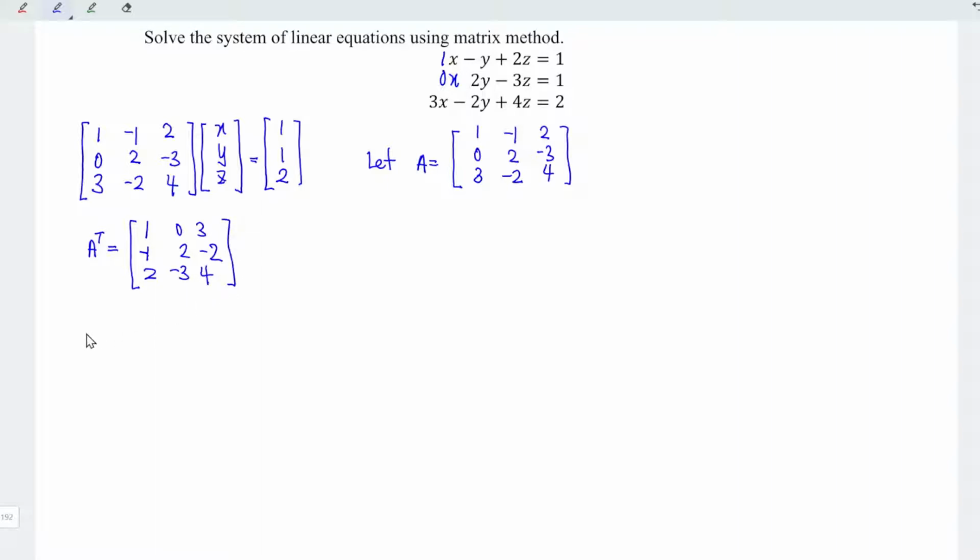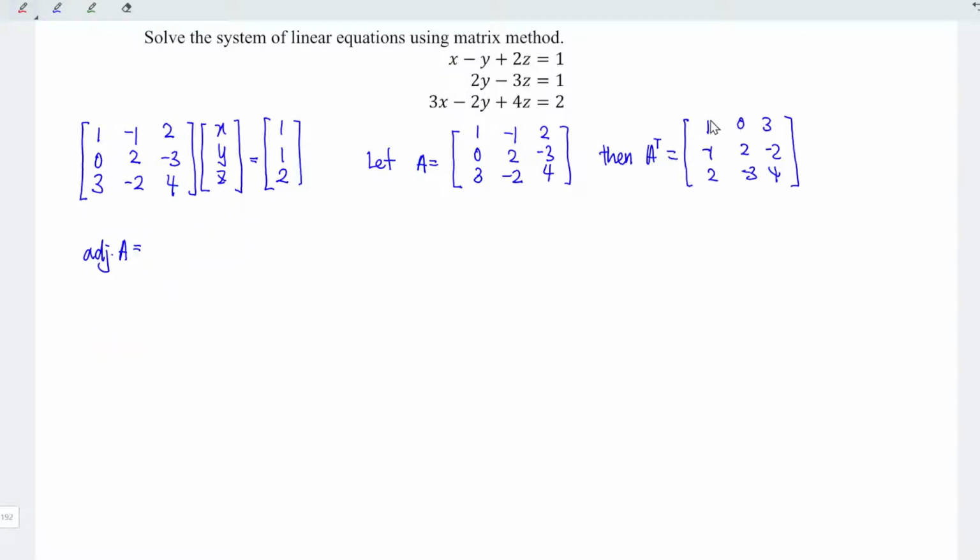And next is to determine the adjoint. To determine the adjoint by using the transpose, we should first obtain the cofactor for each entry. To obtain the cofactor for the first entry, we should cut the corresponding row as well as the column. So which means that we remove the first row and the first column. And now we are left with 2, minus 2, minus 3.